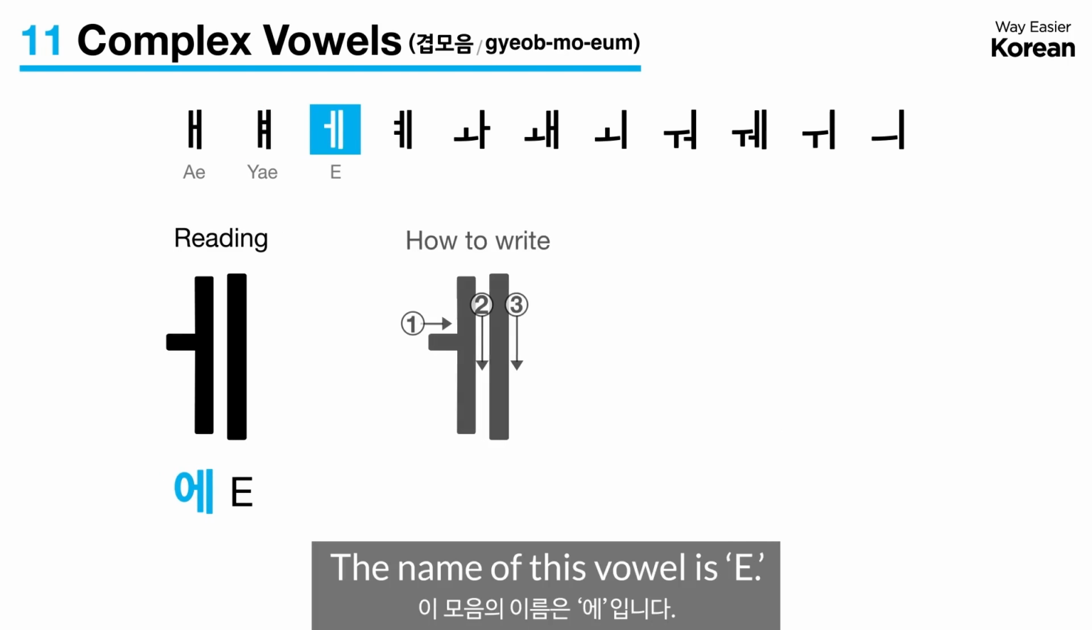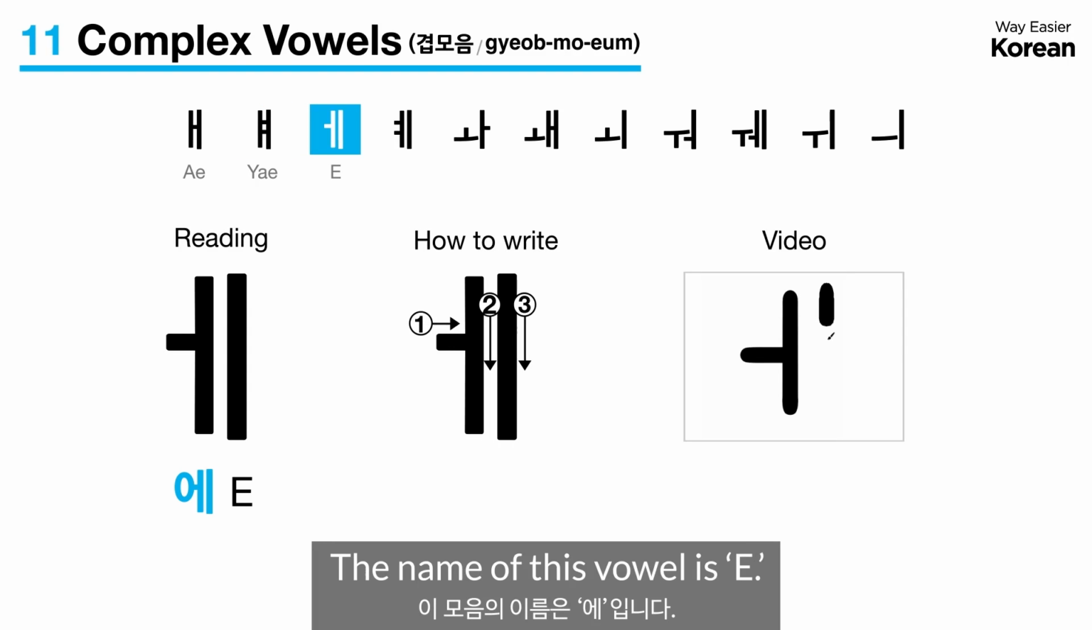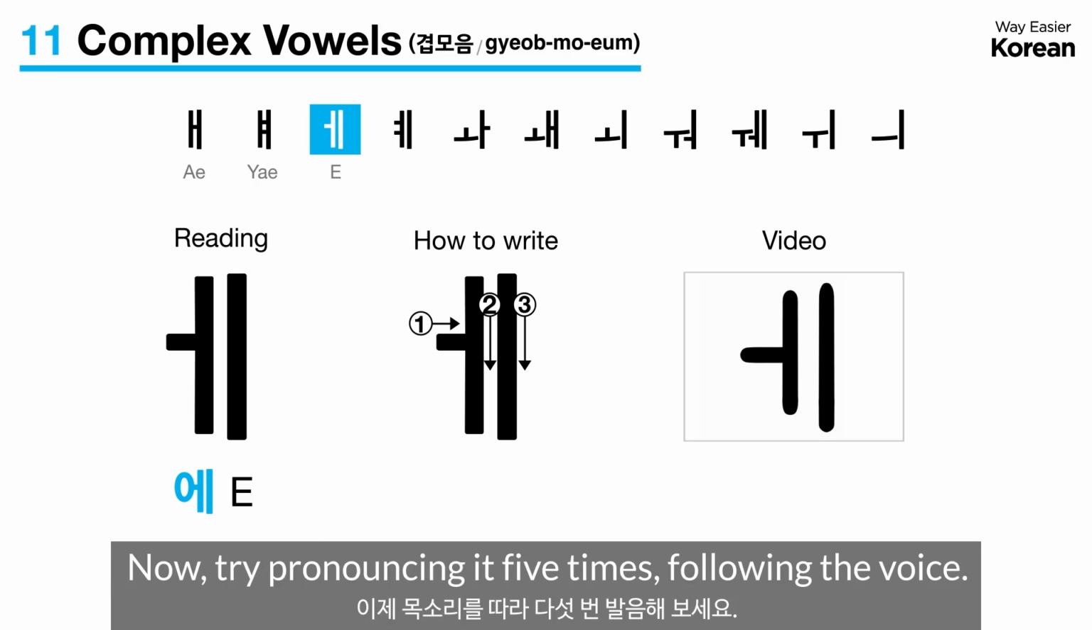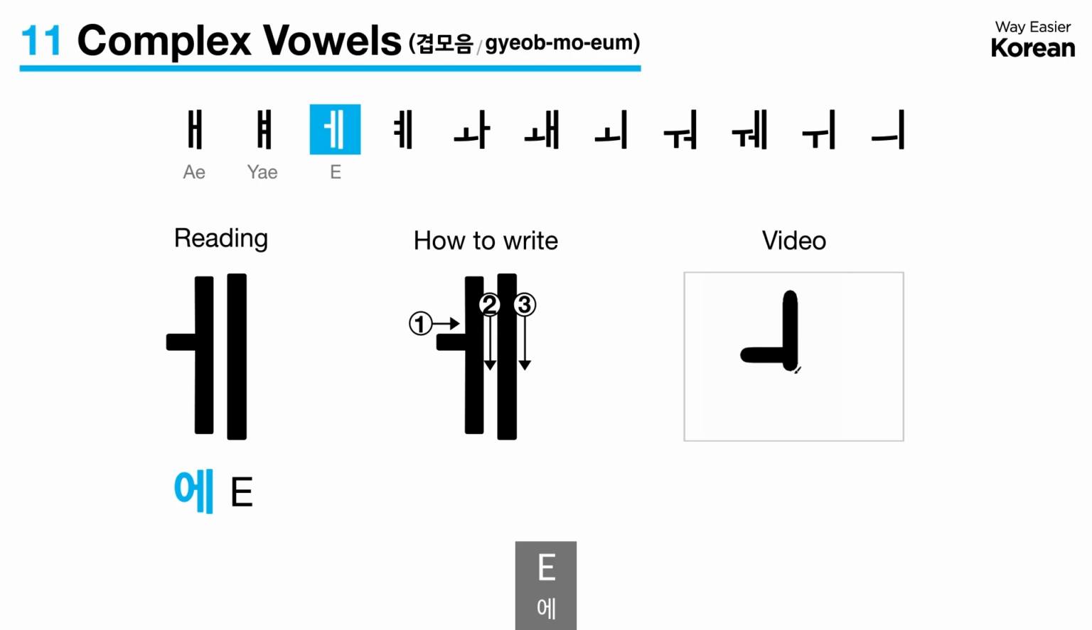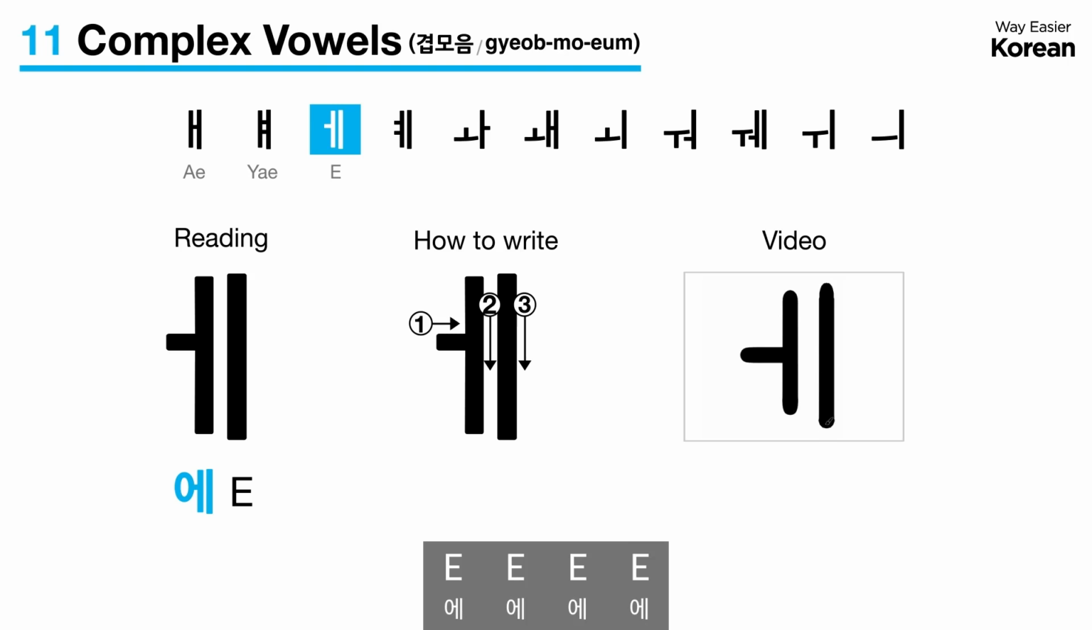The name of this vowel is 에. Now try pronouncing it 5 times, following the voice. 에, 에, 에, 에, 에.